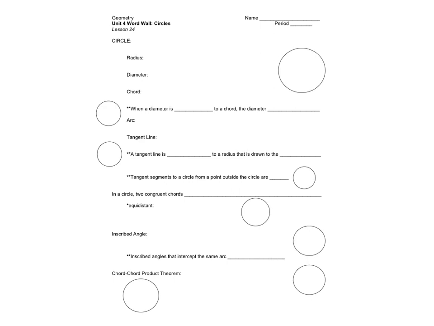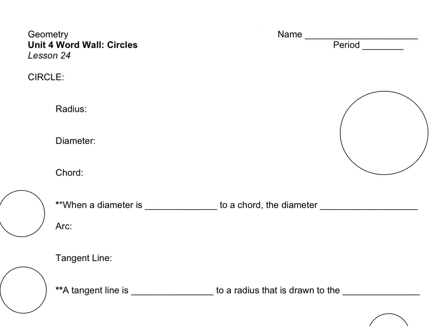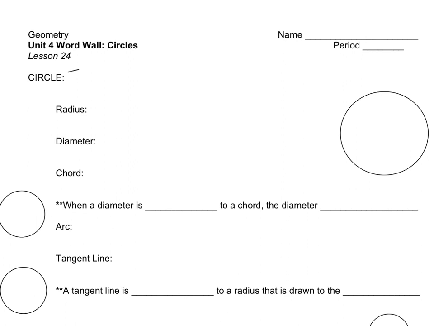Let's start at the top where it says circle. We're going to fill in the definition of a circle. A circle is the set of all points equidistant, that means the same distance, from a center. So that's our first vocab word.